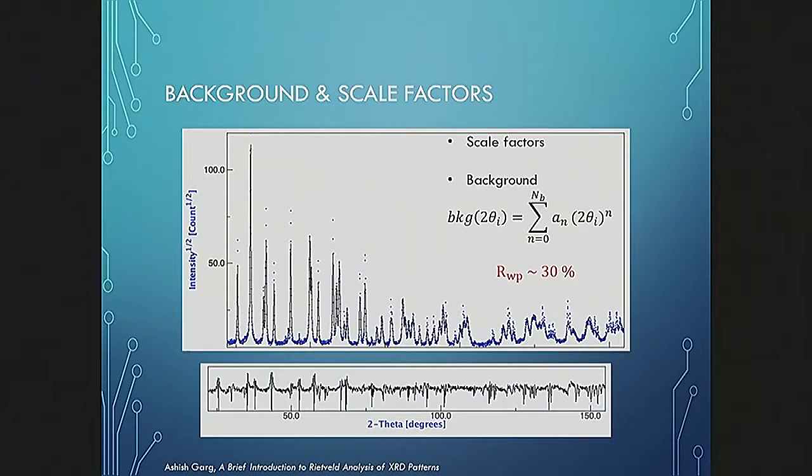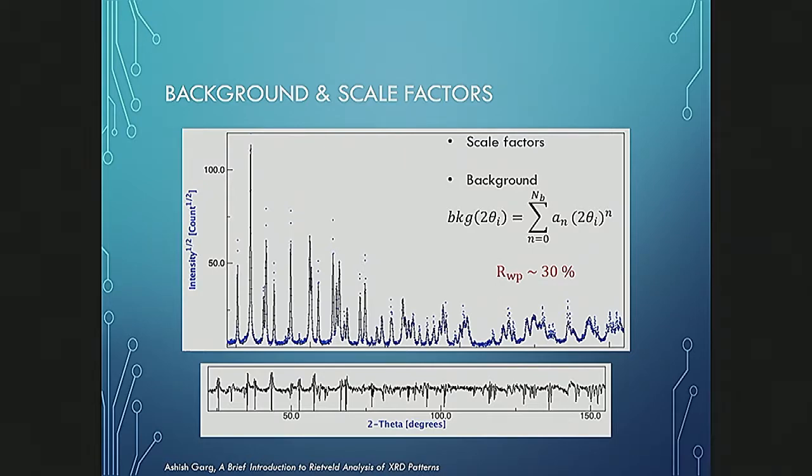The next step is to refine the scale factor. Scale factor is the individual contribution of different phases to the overall diffraction pattern. And we know that despite the signal from the sample, there is some signal from the background. So we need to refine the background. We use a fifth order polynomial to characterize the background. After this step, we can reduce the R value to 30%.